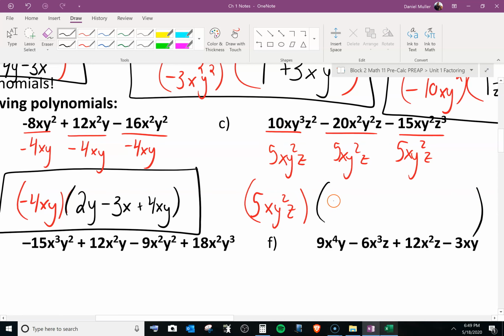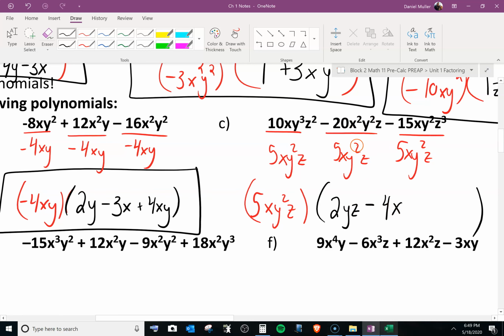10 divided by 5 is 2. X's are gone. There's a y cubed, y squared, so there's a y remaining on top. And z squared over z, there's a z on top. Minus 20 over 5 is 4. There's an extra, x squared over x, there's an extra x on top. The y squareds will cancel, and the z's will cancel.